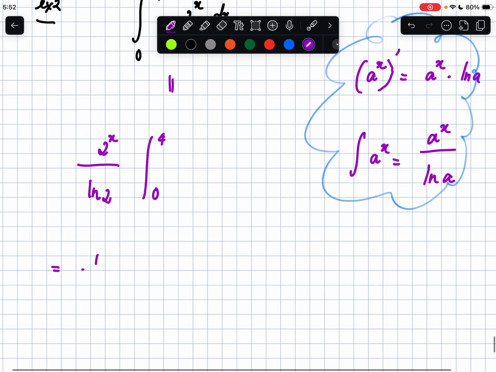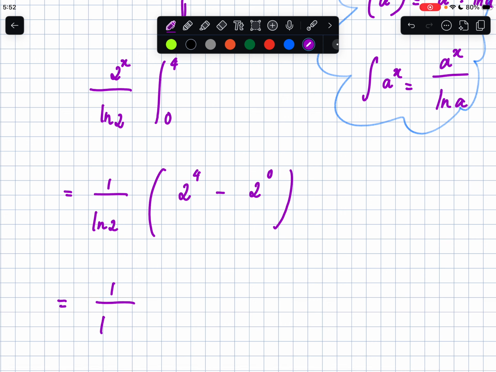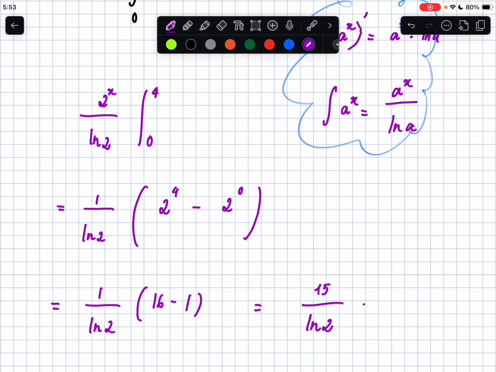1 over ln 2 is a number: 2 to the power 4 minus 2 to the power 0. 1 over ln 2, 16 minus 1. So 15 divided by ln 2. This is the answer for the second example.